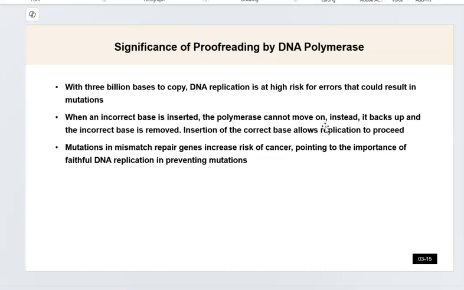This slide here helps point out why proofreading is so important, and it's often mutations in the mismatch repair gene that can increase our risk of cancer. So this process is done a gazillion times in our body, and any error can lead to a mutation or a disease.